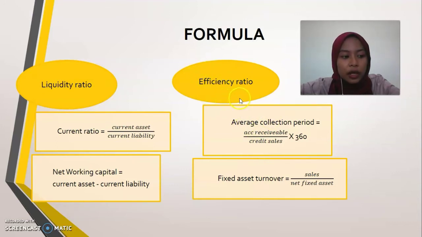Efficiency ratios are also called activity ratios. These ratios help a company evaluate how efficiently it uses its assets and liabilities to generate sales and maximize its profits. For average collection period, it is accounts receivable divided by credit sales multiplied by 360. Fixed asset turnover is sales divided by net fixed assets.